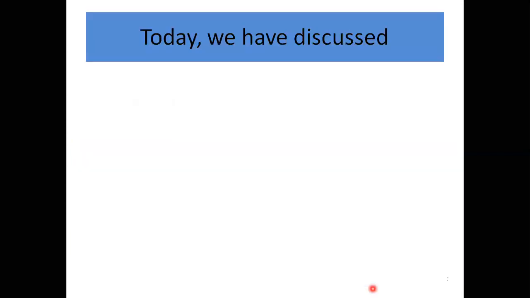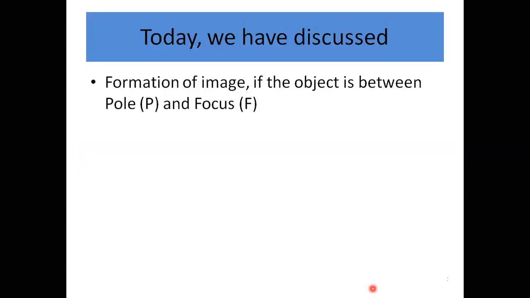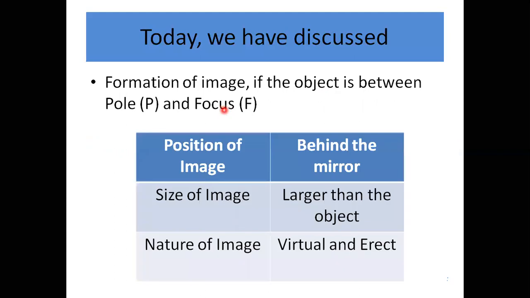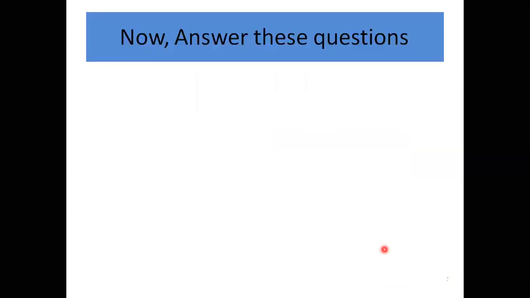We have also discussed today the first position, which was the object between pole and the focus. So the three analyses of it were: position of image behind the mirror. How was the size of image? Magnified, or you can say larger than object. And the nature of image was virtual and erect. We'll understand about 5 more positions in our next videos. But now you can answer these questions.